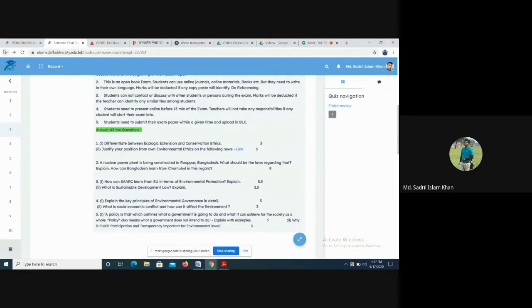So that's an example. Another question you can see here: a nuclear power plant is being constructed in Rupur. We know this. So what should be the laws regarding that? Please explain. How can Bangladesh learn from Chernobyl in this regard? I have taught my students the Convention on Nuclear Safety, but now I have asked them to go further and research more. We all know about the Chernobyl accident, which happened in Russia, at that time the USSR. So I want them to research this and answer. And finally, we know that the Rupur power plant is being constructed in Bangladesh, so for that scenario I have told them to analyze it and give their overview.